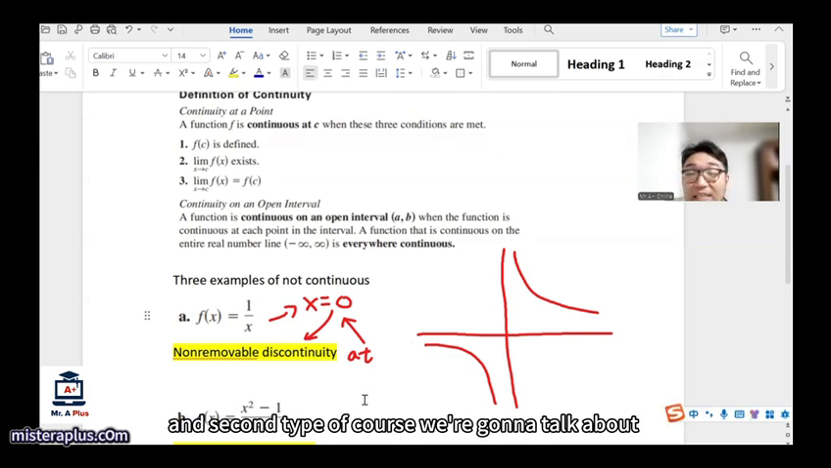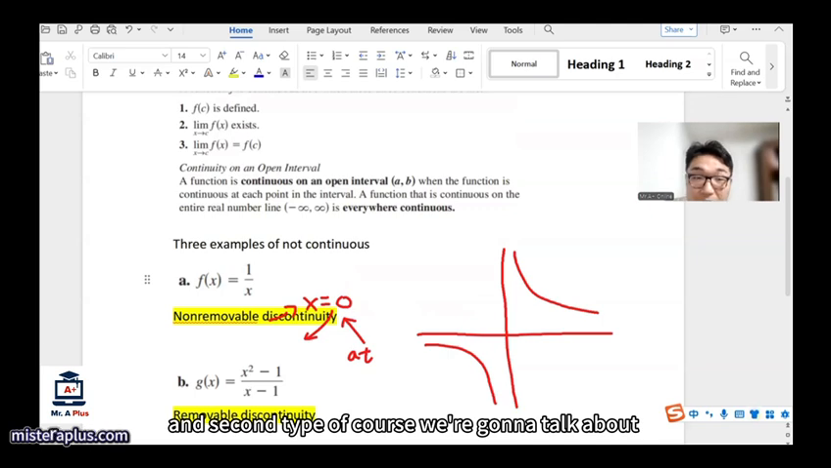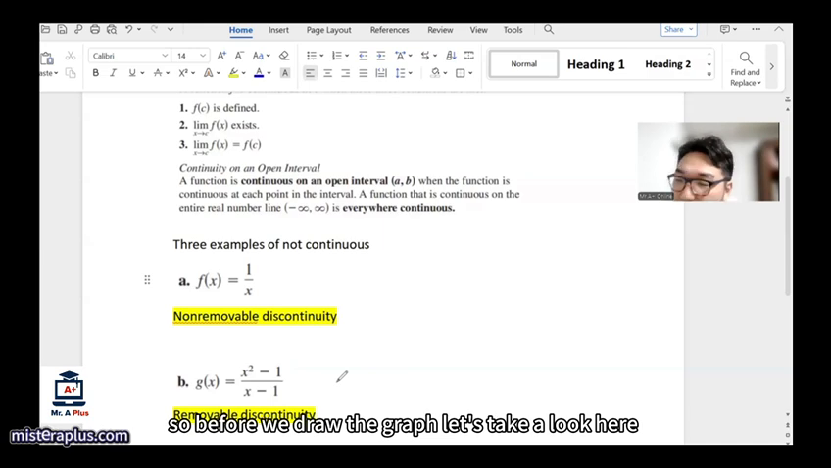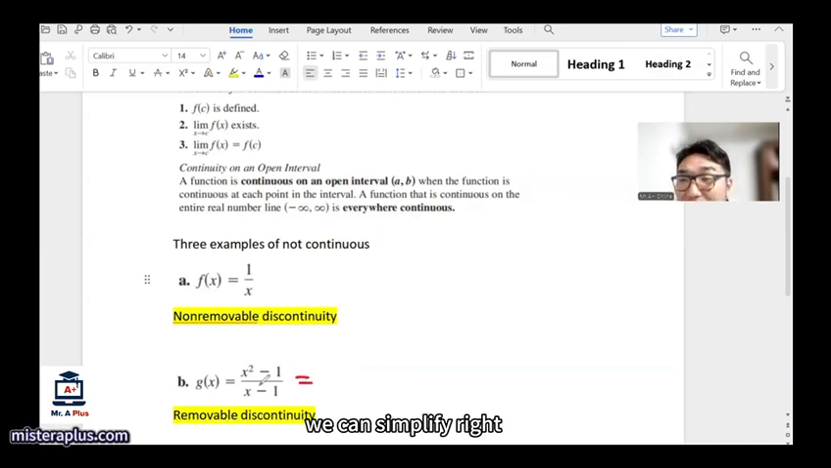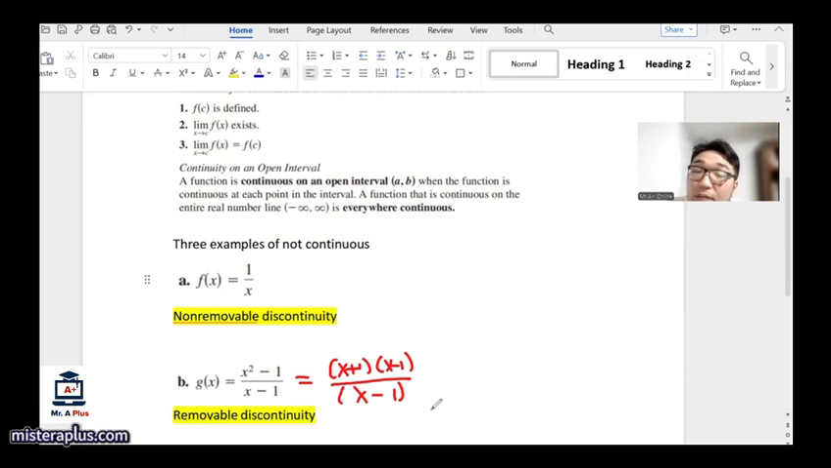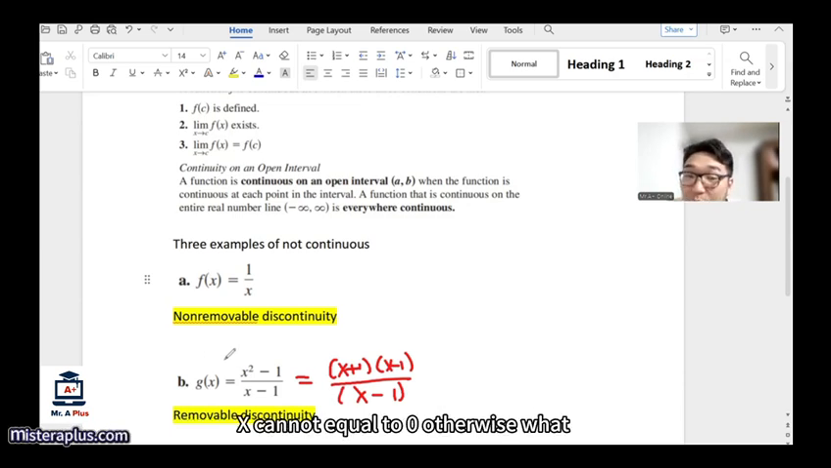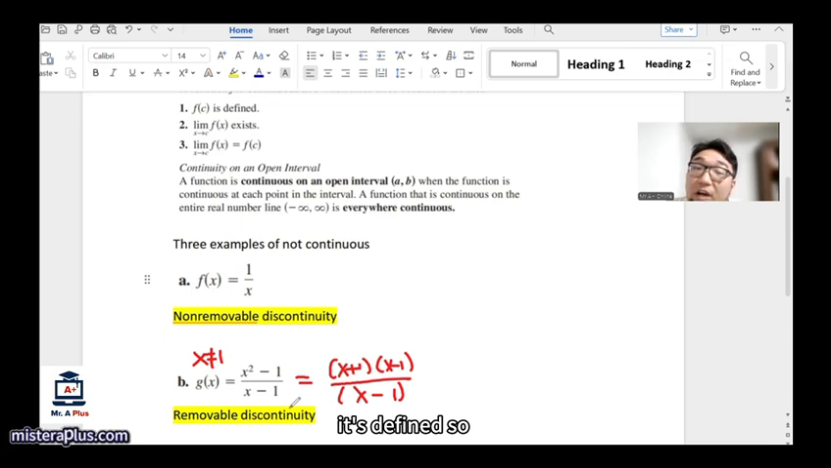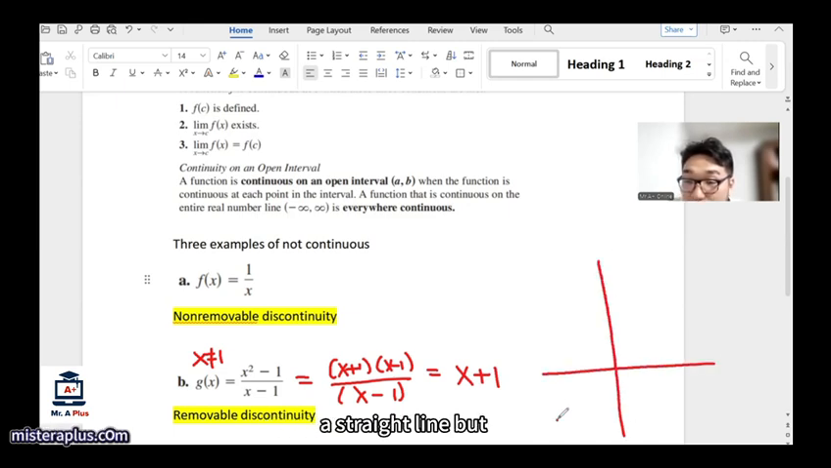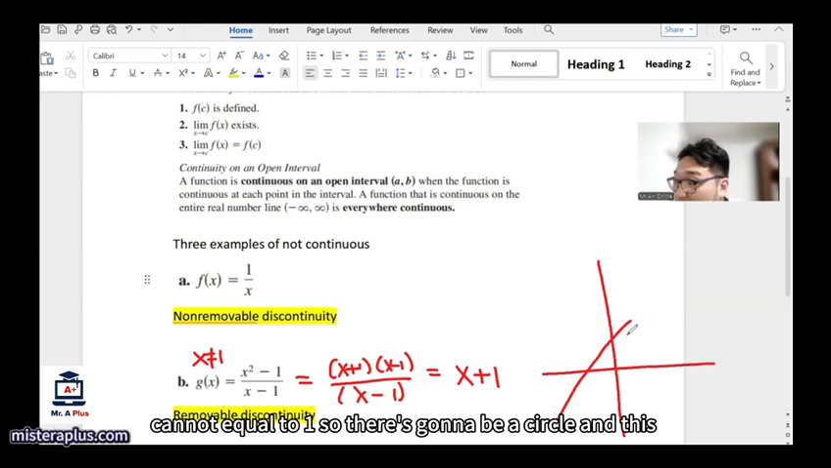All right, and the second type, of course, we're gonna talk about removable discontinuity. So before we draw the graph, let's take a look here. We can simplify, right? We can simplify x plus 1, x minus 1, x minus 1. Oh wow, we can cancel the top and the bottom, but wait a second. First, we need to define x cannot equal 1, otherwise it's undefined. So now we can cancel it, x plus 1. Alright, so the graph looks like a straight line, but x cannot equal 1.